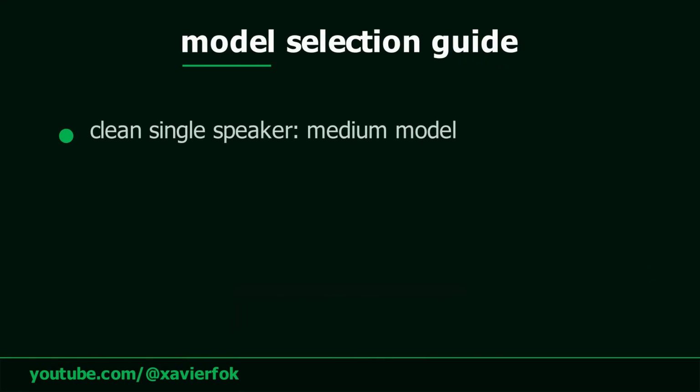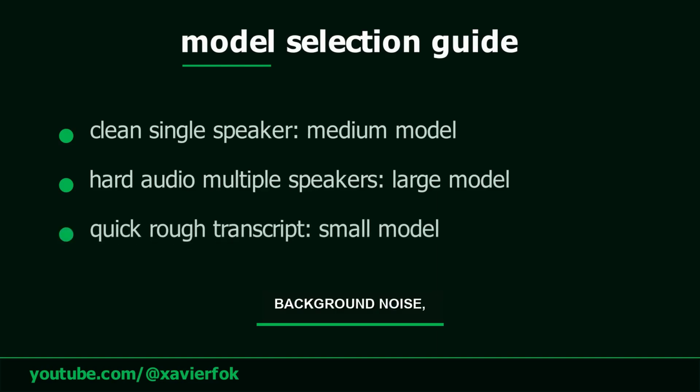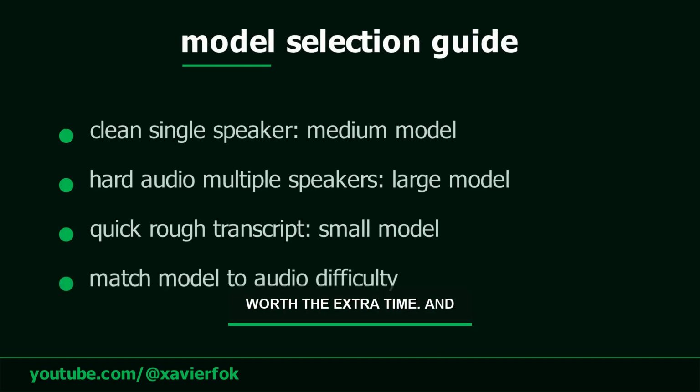Here is how I choose the model size in real life. For clean audio, a single clear speaker, good microphone, low noise, a medium model is plenty and it is fast. For hard audio, multiple speakers, accents, background noise, phone call quality, I step up to a larger model because the accuracy gain is worth the extra time. And for quick throwaway transcripts, where I just need the gist, the smaller models are fine and nearly instant.